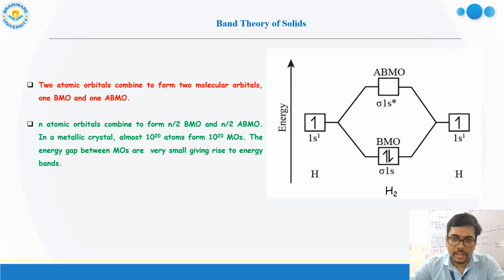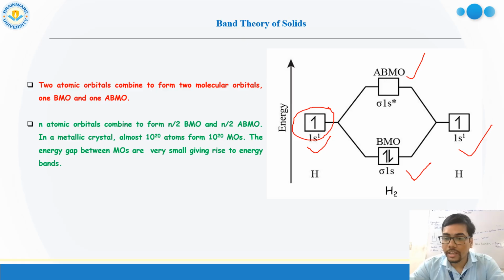These are the atomic orbitals. When these two atomic orbitals are combined, according to molecular orbital theory, they form two molecular orbitals. One is comparatively lower in energy with respect to the atomic orbital, that is called BMO or bonding molecular orbital, and another is comparatively higher in energy with respect to the atomic orbital. So this is called ABMO or anti-bonding molecular orbital.